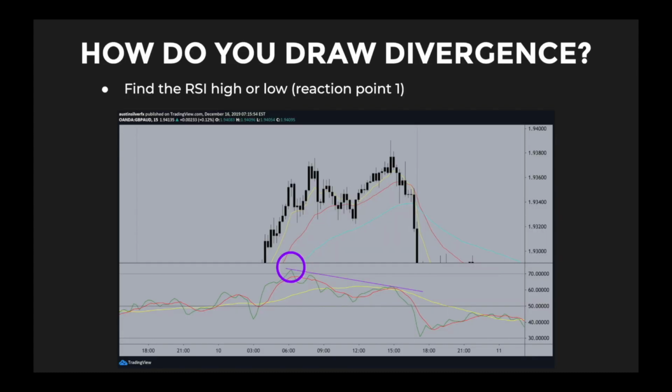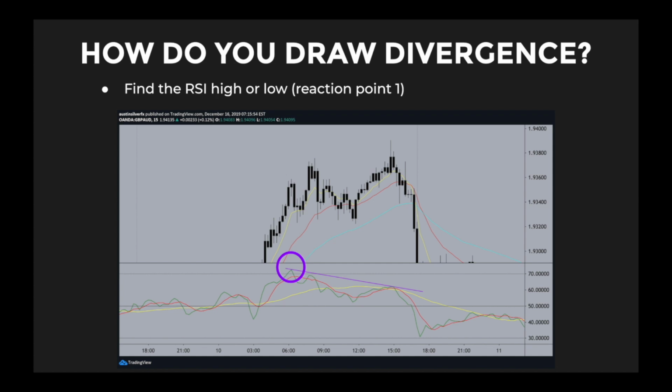So before we get too deep into the D1 and the D2 system, I want to make sure that we understand first how to draw divergence. Up to this point in the chapter, we've discussed what divergence is telling us, where we should be looking for it, and also the differences between bullish and bearish divergence. If you don't understand those up to this point, please go back, rewind, and then come back to this point here.